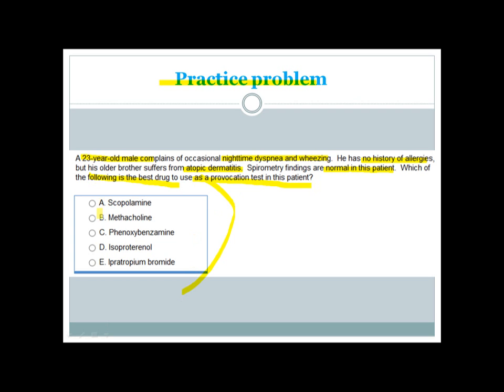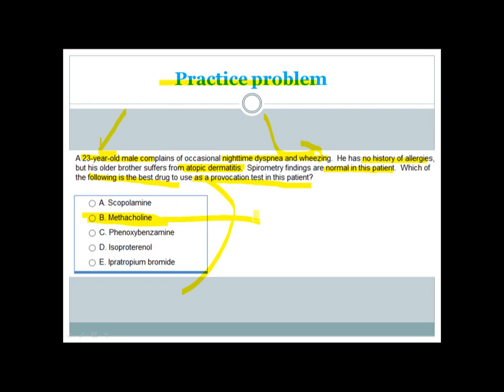I'm telling you the answer. The answer here is methacholine. Why is that so? Look at the case. The case is about a young man who has some wheezing, so it might be some obstructive disease, and his brother suffers from atopic dermatitis, which is an allergic and atopic condition. So this patient might suffer from atopic asthma. To diagnose atopic asthma, there are some tests we need to do, and one of the tests is the methacholine challenge test.